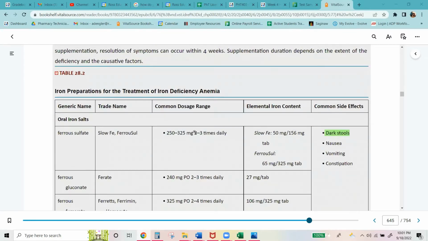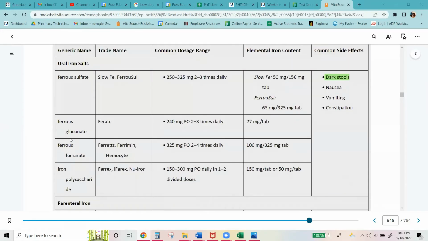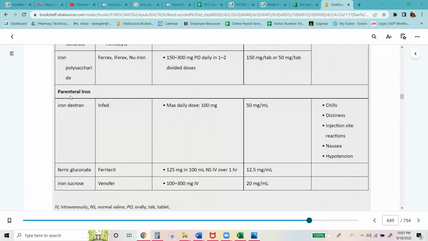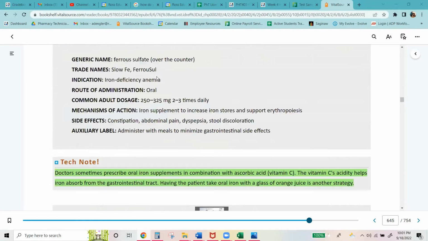And we have iron preparations for the treatment of iron deficiency anemia. That's table 28.2. We have ferrous sulfate, very common. You can buy this over the counter. It also is sometimes covered by insurance or cheaper to get through the pharmacy. We also have ferrous gluconate, which is over the counter, ferrous fumarate, and iron polysaccharide. We have parenteral iron like iron dextran, ferric gluconate, and iron sucrose.